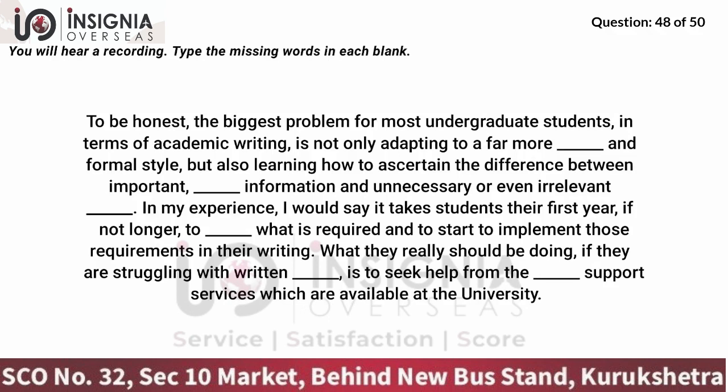To be honest, the biggest problem for most undergraduate students in terms of academic writing is not only adapting to a far more structured and formal style, but also learning how to ascertain the difference between important, valid information and unnecessary or even irrelevant material.